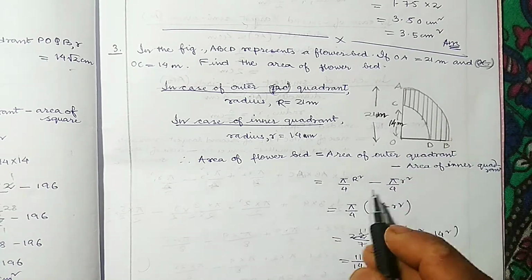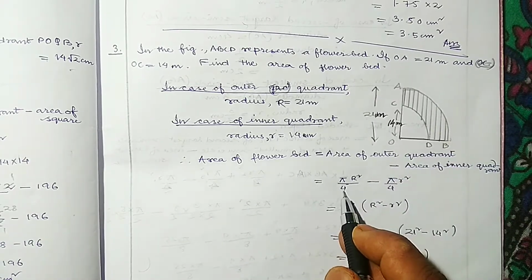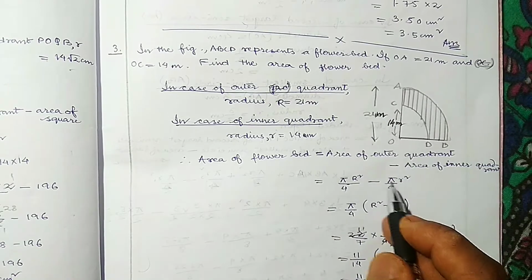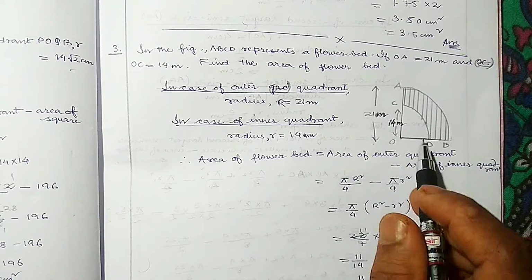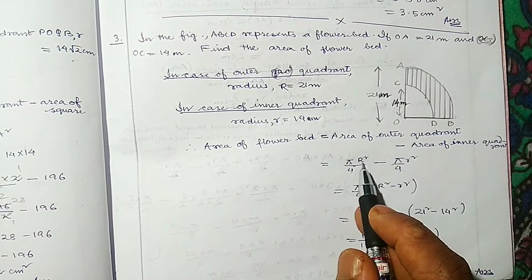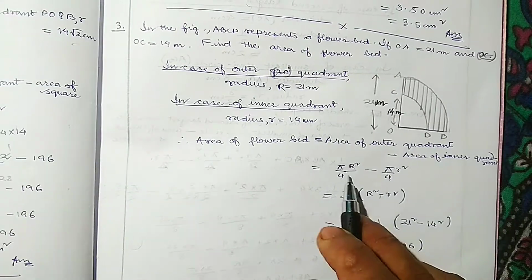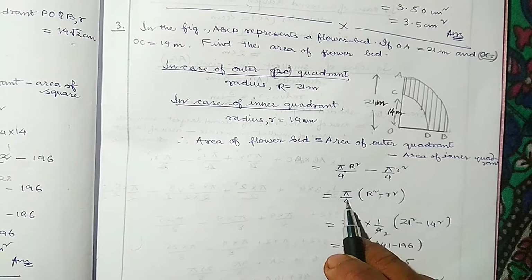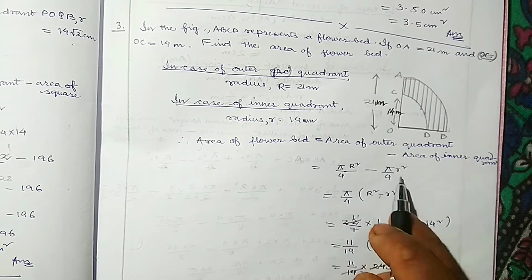For the outer quadrant, the area is pi R square by 4, and for the inner one pi small r square by 4, because each quadrant is 1/4 of a circle, so we have to divide the area of a circle by 4. From here I have taken pi by 4 common, so we are left with R square minus small r square.